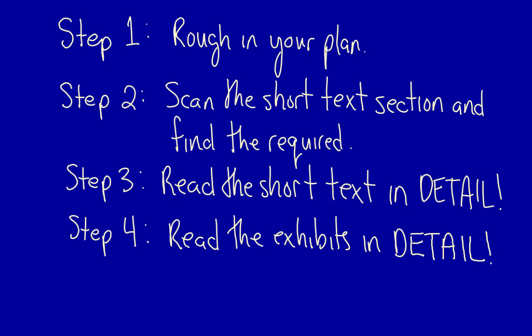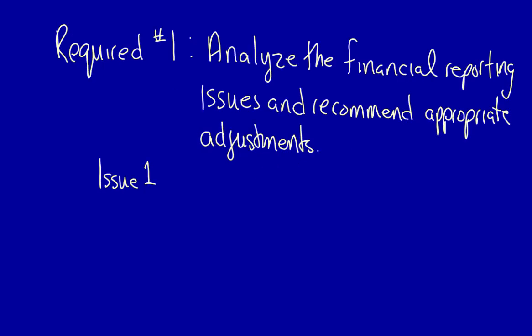Note, again, if you're given a case in paragraph format, then the issues will be dispersed throughout the paragraphs, although sometimes each paragraph is an issue. Remember that it is the requireds that you have to think about as you read the exhibits. For example, assume that you discovered in step 2 that analyze the financial reporting issues and recommend appropriate adjustments is the required. Knowing this, you are going to look for financial reporting issues that the client would like you to analyze when you're reading the exhibits in detail.